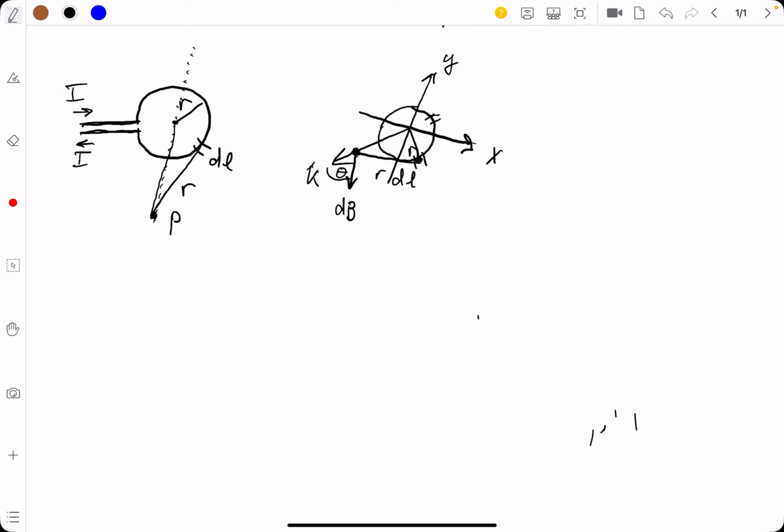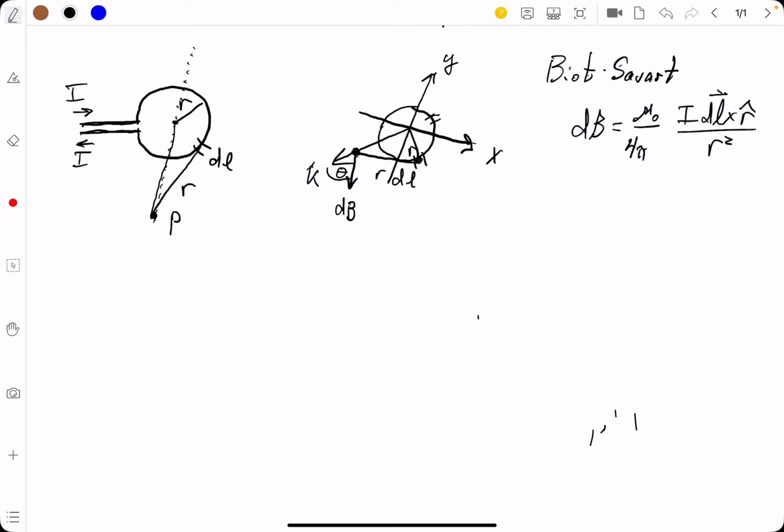So what does Biot-Savart say? We're going to rewrite it. dB is equal to mu naught over 4 pi, I dl cross r hat over r squared. So that's our Biot-Savart.